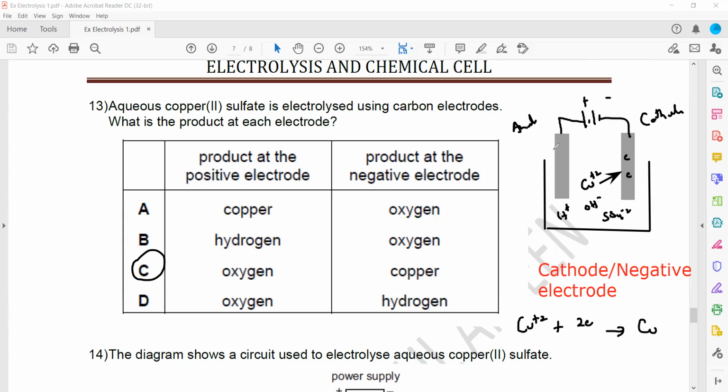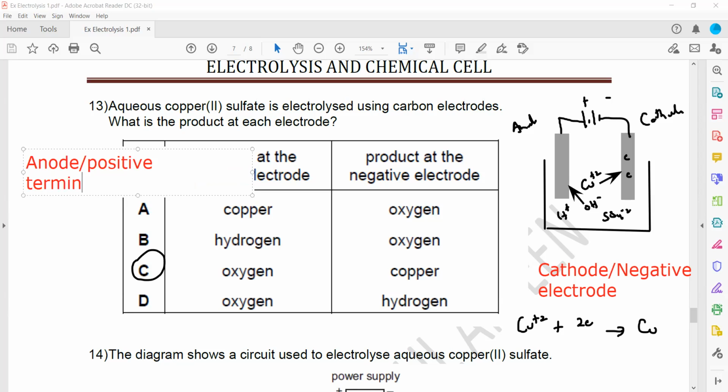But we can also write the equation: sulfate, carbonate, nitrate do not move, so the only ion left is hydroxide. So hydroxide will move towards the anode, or the positive terminal, or the positive electrode basically. So hydroxide ions will move there.